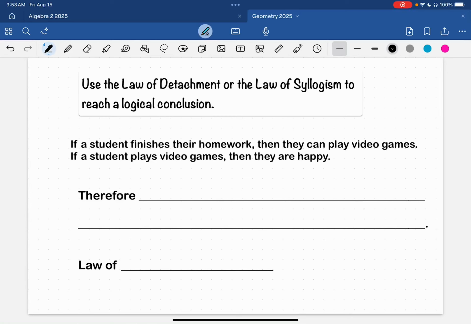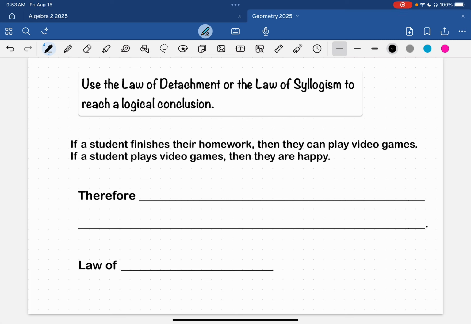Hi guys, sorry I couldn't be there today for your first quiz, but I did want to go over the review that we would have done before we started the quiz. So our warm-up for today was to use the law of detachment or the law of syllogism to reach a logical conclusion based on the sentence.